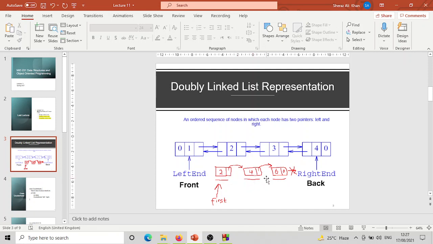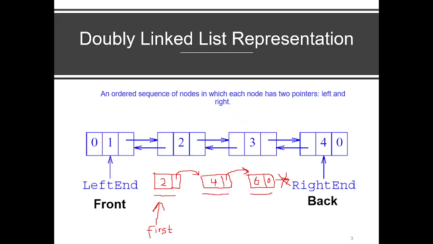But if you have a doubly linked list, this is what a doubly linked list is. In a doubly linked list, we have two links. Every node knows which node is in front of it and which node is behind it, or which node is next to it and which node is the previous node, or which node is to its right or which node is to its left. So we can use all these terminologies.